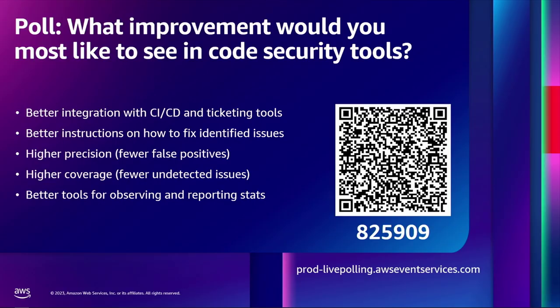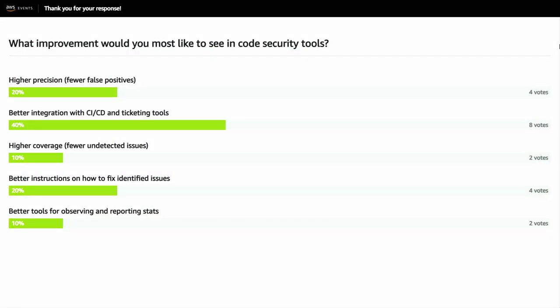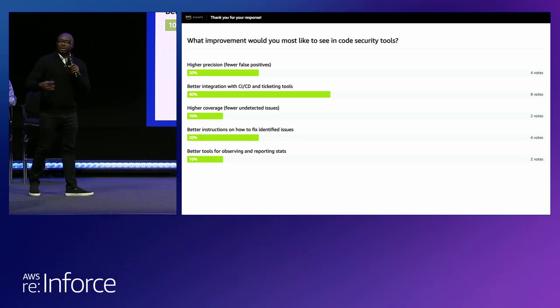I'll start with a poll just to get the conversation going. Please bring out your phones and let's see what you have to say about what we have here. Okay, we'll go to results now. This is typically what we see most times when we talk to customers.